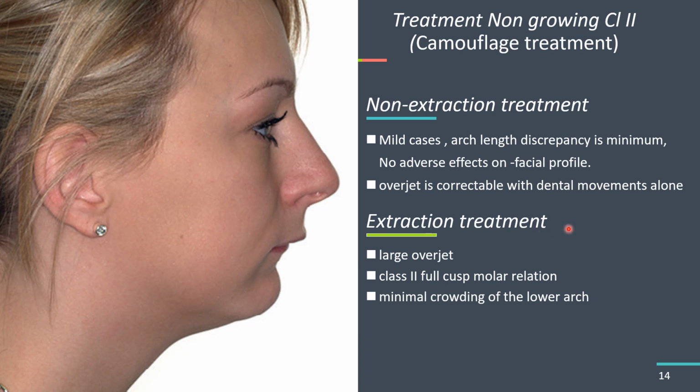In the extraction treatment, that means we need to extract specific teeth for correction of the large overjet and to correct the class 2 full cusp molar relationship with minimal crowding in the lower arch.